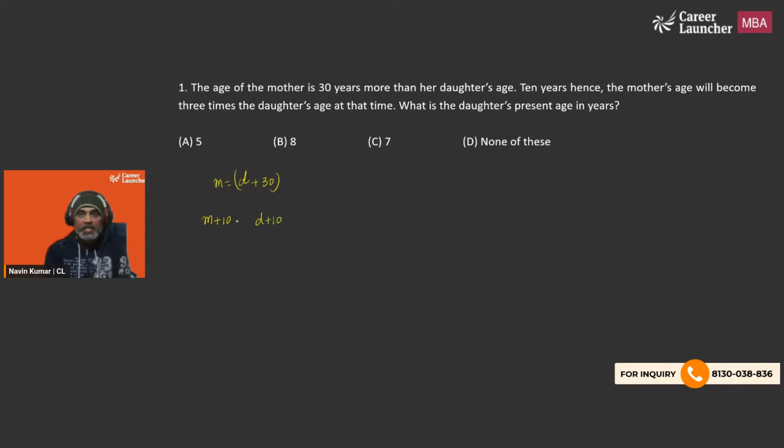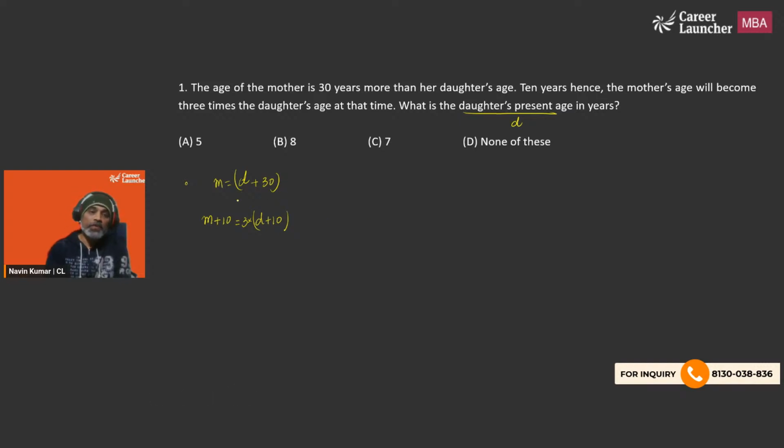The mother's age will become 3 times the daughter's age. What is the daughter's present age in years? Basically, we have to eliminate the variable M. It would be a waste of time to eliminate the variable D, because that's exactly what is asked. Since the daughter's present age is asked, we have to calculate the value of D.